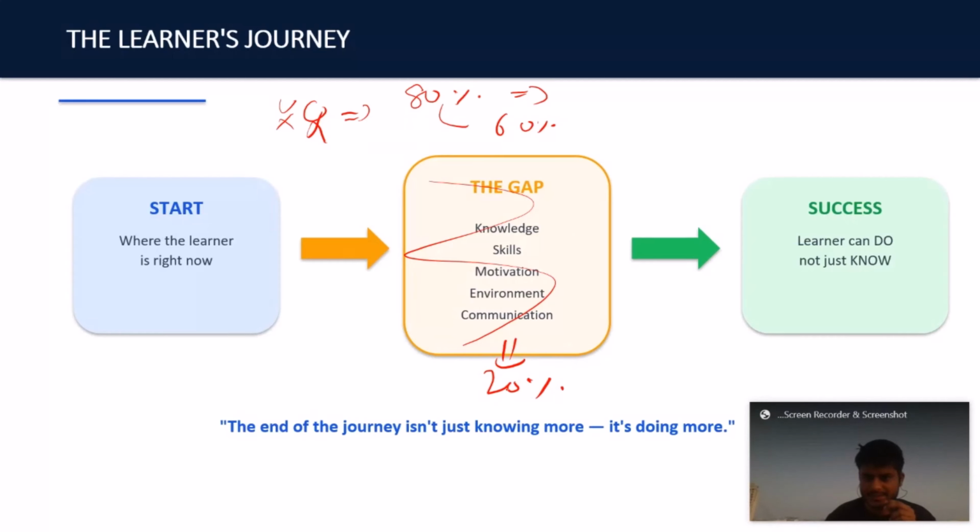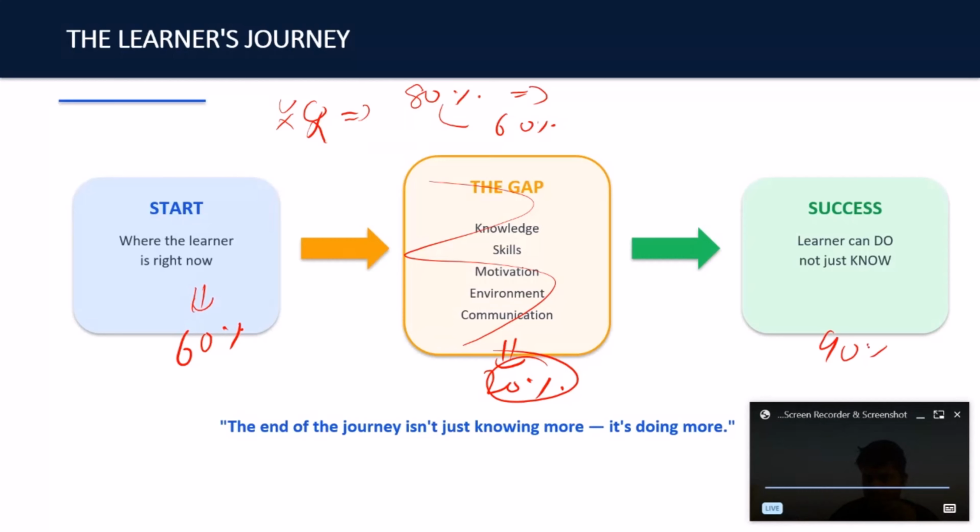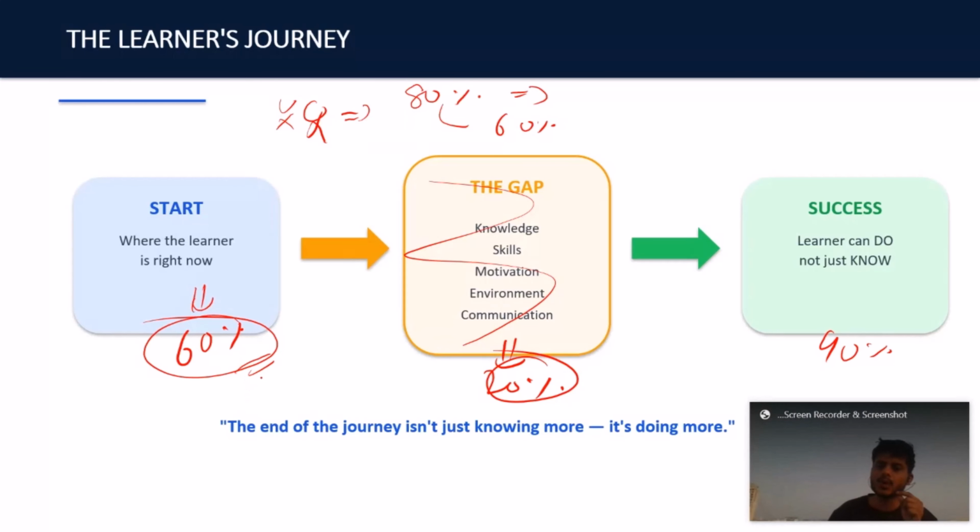So this 20% is the gap. Where is the learner right now? Right now it is doing 60%. We want to reach 90%. The conversion rate of 60% is the starting point, and we want to achieve up to 90%, right? So this is called the gap.